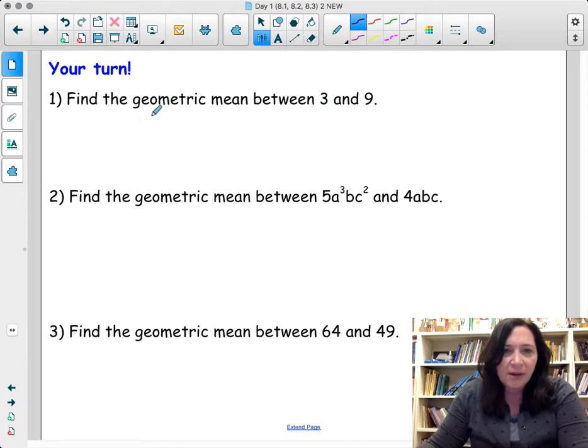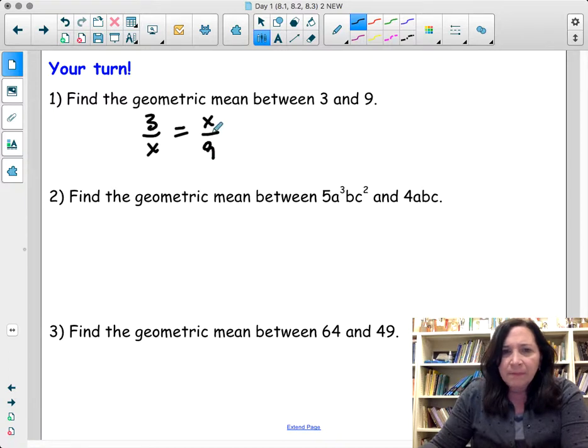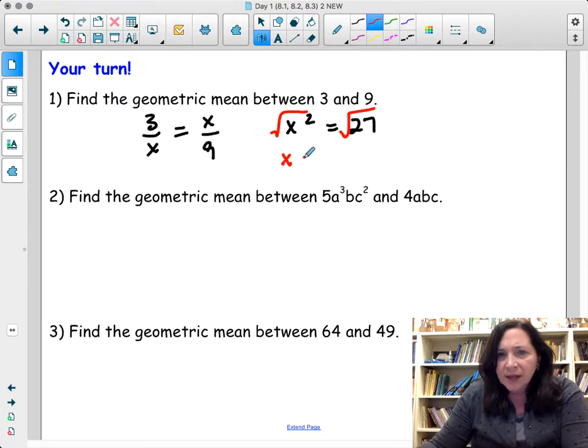Assuming that you did that, to find the geometric mean between 3 and 9, you would say 3 is to x as x is to 9. You cross multiply and get x squared is equal to 3 times 9, which is 27. To solve this, I'm going to square root both sides, and I get x is equal to the square root of 9 times 3.